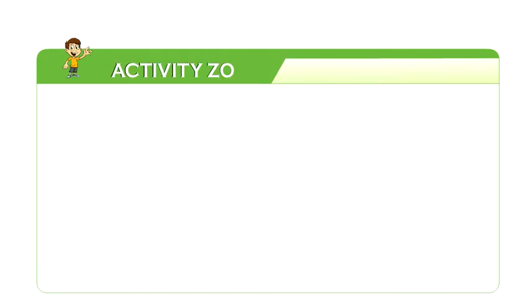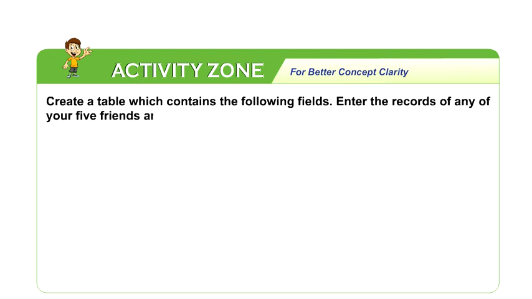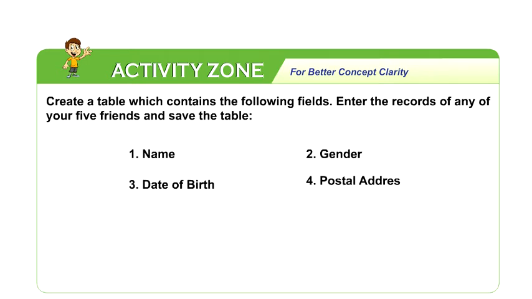Let us understand this through an activity. Create a table which contains the following fields. Enter the records of any of your 5 friends and save the table. Number 1, name. Number 2, gender. Number 3, date of birth. Number 4, postal address. Number 5, email address.